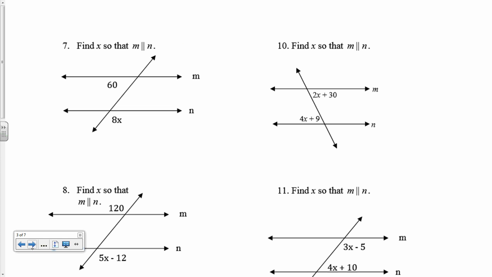Question number 7. Find x so that m and n are parallel. Well, right now we don't have any of our parallel angle pairs. However, I know that this 8x, this right here, and this angle here are vertical angles, so I know since this angle is 8x, this one also has to be 8x. And then I know that the 8x and the 60-degree angle are same side interior, which means they're supplementary, so I add them together and subtract from 180.